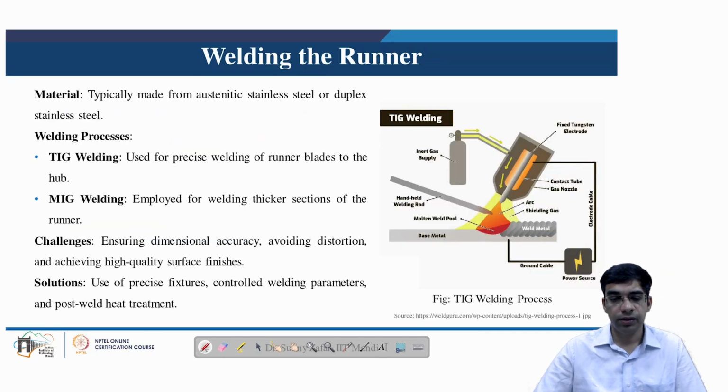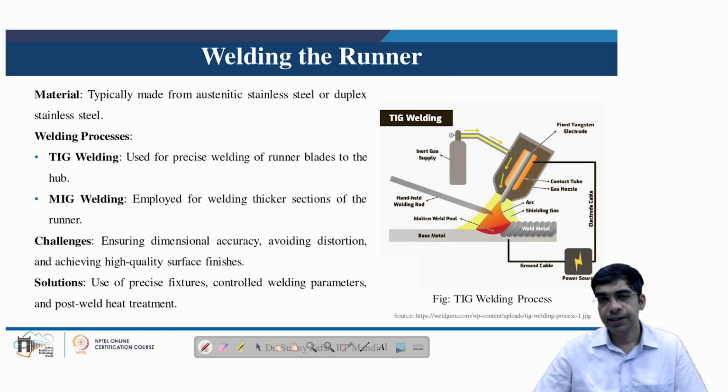In case of welding of the runner, the material is typically austenitic stainless steel or duplex stainless steel given the high corrosion resistance of these materials. Welding processes such as tungsten inert gas welding are used for precise welding of the runner blade to the hub, and metal inert gas welding is employed for welding thicker sections of the runner. Because in metal inert gas welding there is a consumable electrode which is melted and the weld material is provided in the weld section. Therefore thicker sections can be easily welded using the MIG process.